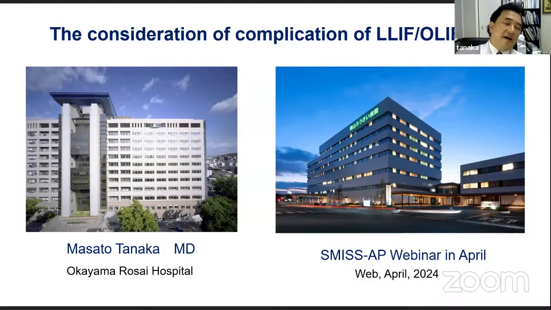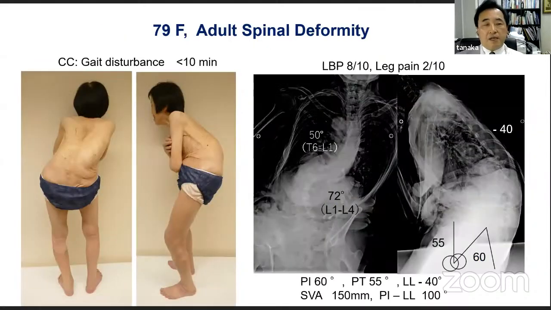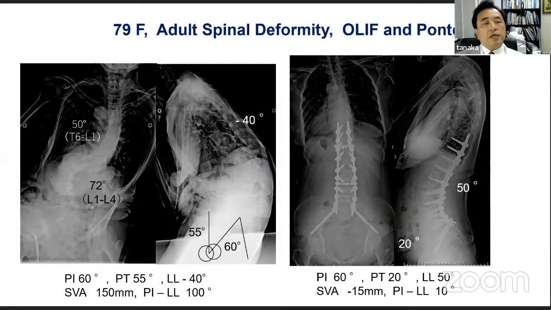Okay, my lecture is about the complication of lateral approach. So let me begin with this case, 79 years old female, adult spinal deformity. We have this kind of patient because now in Japan, we are suffering from graying of the society. For this patient, we can perform this kind of correction with MIS technique.